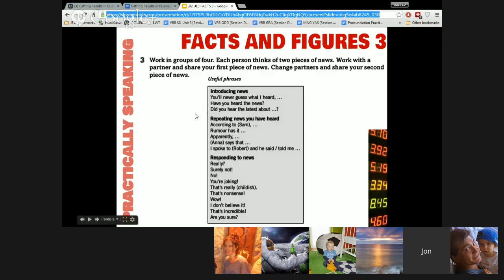So I've given you a summary of those key expressions, all of them in one place. What I want you to do is try them out. Each person thinks of 2 pieces of news. Work with your partner. You're going to pick someone in the class, share your first piece of news, change partner, and share your second. Well, we can't really walk around the room because we're in a virtual classroom, but we can call on each other.